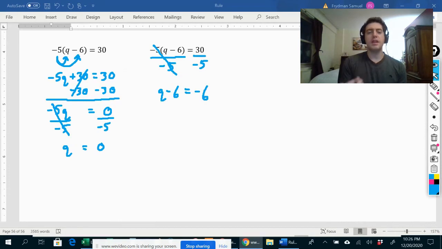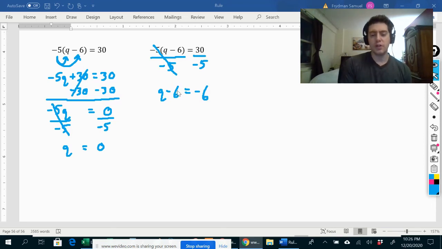Because remember, I said if we ever multiply or divide both sides of an equation, then we have to do it to every single term. Well, I divided both sides of the equation here by -5. So I was doing division there. So why didn't I divide this 6 by -5? Why did I just leave this the way that it was before? How come I didn't divide it?